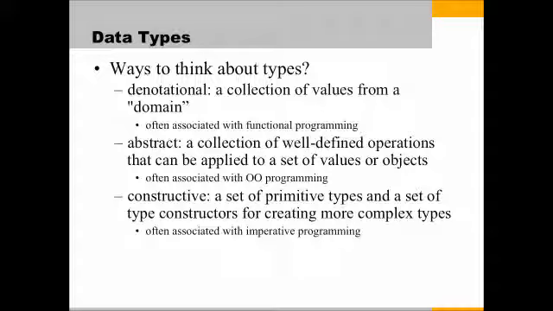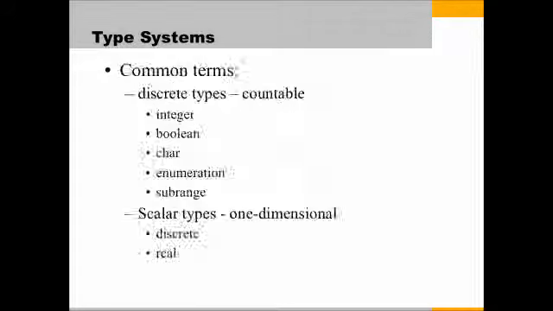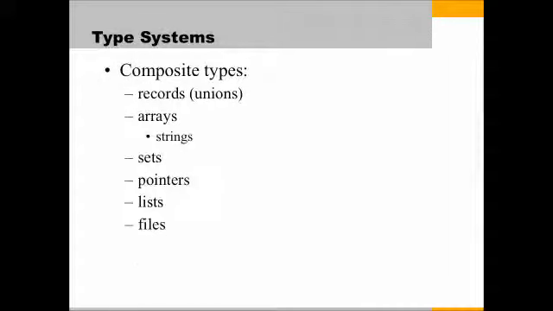The third way is the constructive way, which is the way you're probably most comfortable thinking about types, and it's associated with the imperative programming paradigm. Constructive says we start with a set of primitive types like ints, bools, and chars, and then we have type constructors for creating more complicated types. You've seen some such type constructors in the past.